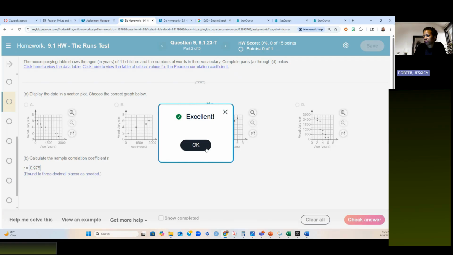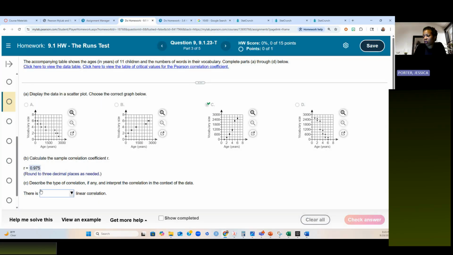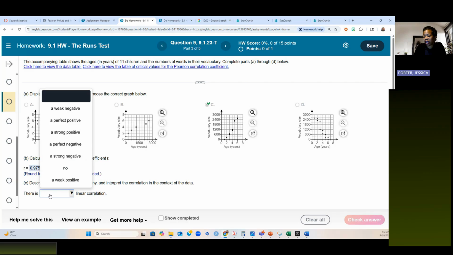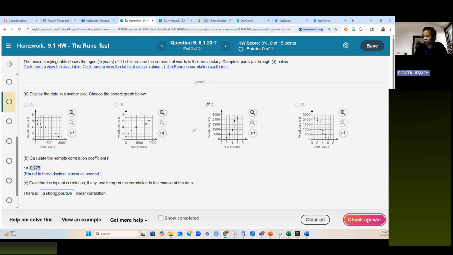Check my answer. Describe the type of correlation. What type of correlation is this? We have a few. 0.975. Weak negative, perfect positive, strong positive, perfect negative, strong negative, no correlation, or a weak positive. Strong positive. Good job.